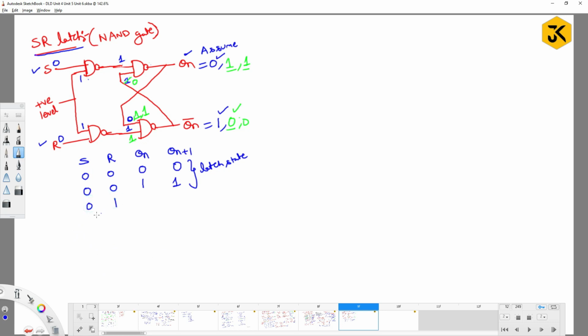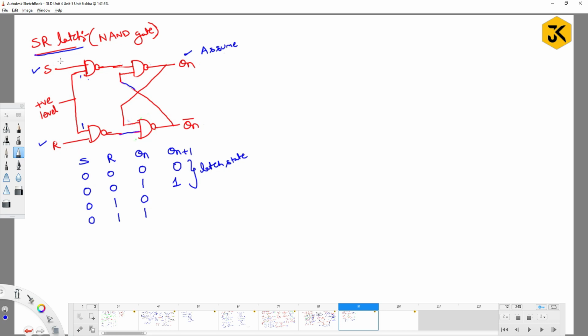Now try to observe the remaining cases. For 0 1, Qn is 0. For the same 0 1, Qn is 1. So this will be okay. Try to solve, what will happen?